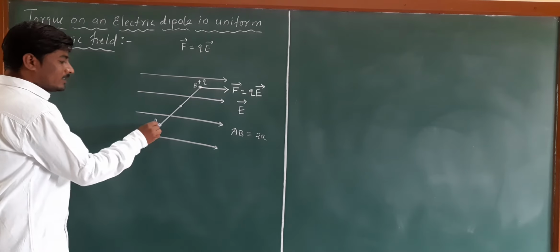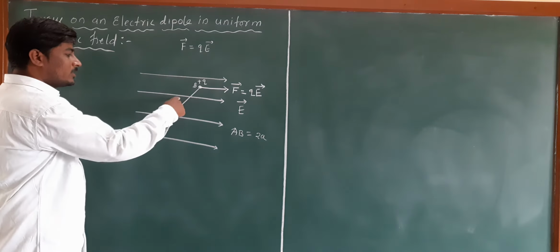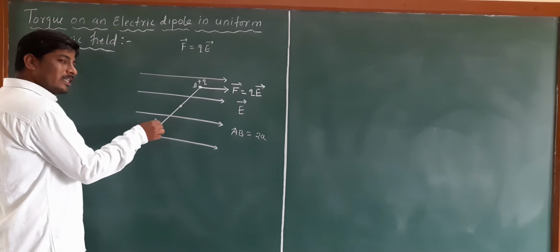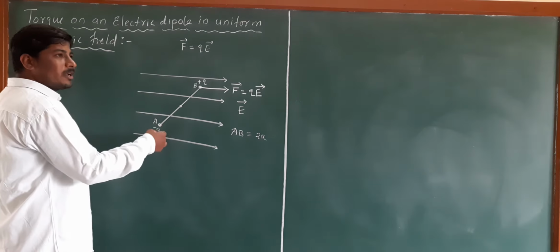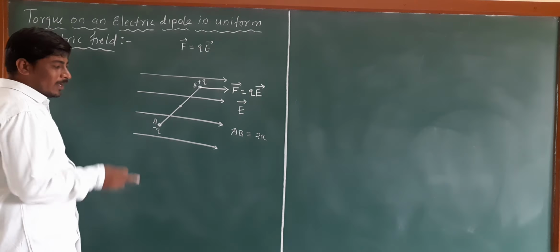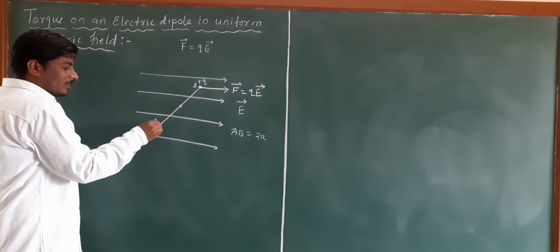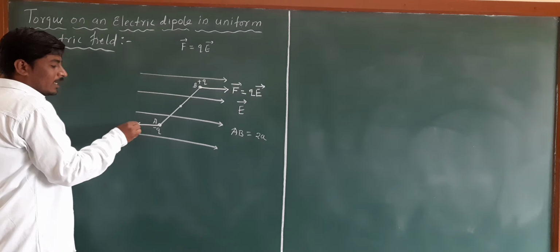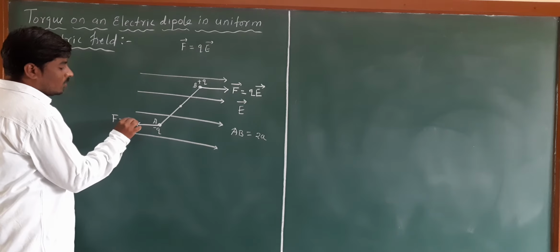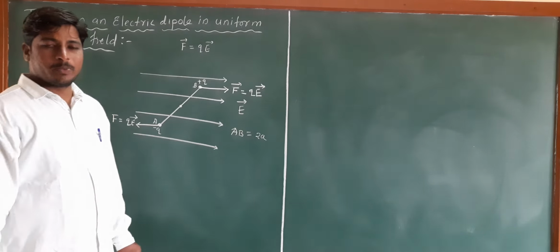Similarly, the negative charge also experiences an electrostatic force in the presence of the uniform electric field. The force experienced by the negative charge is opposite to the direction of the electric field. So this is the direction of the electric field, then the force is opposite to it, that is F is equal to Q into E. These two charges are equal and opposite.